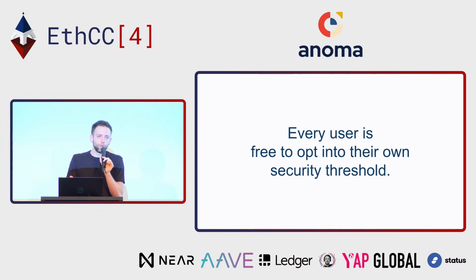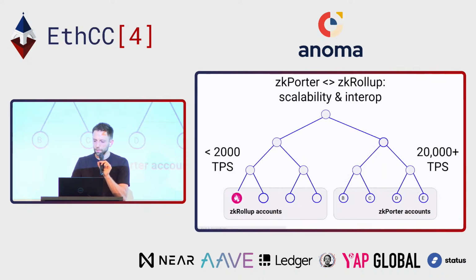For example, you can have most of your funds in a cold wallet on the zkRollup side, and have some small funds to make daily transactions on the zkPorter to spare the costs. Or maybe traders can go to zkPorter, trade a lot, as opposed to centralized exchanges, and then move all the proceeds back to zkRollup where it's safe at rest.